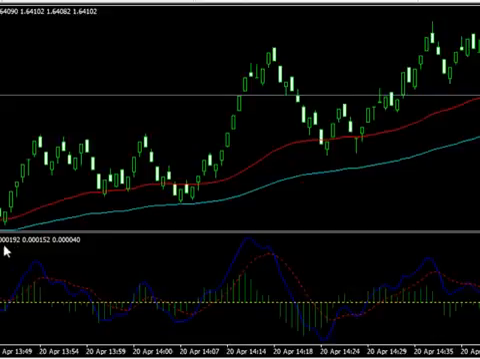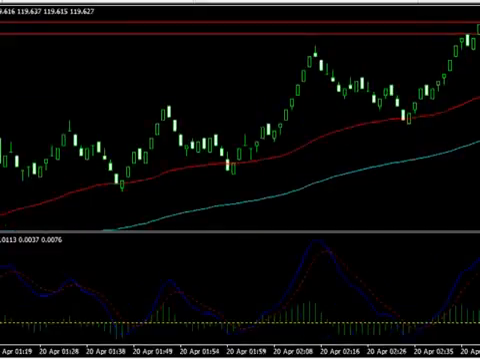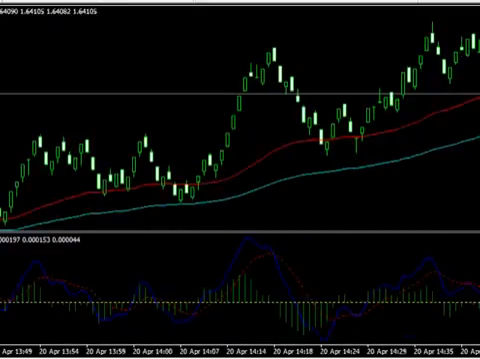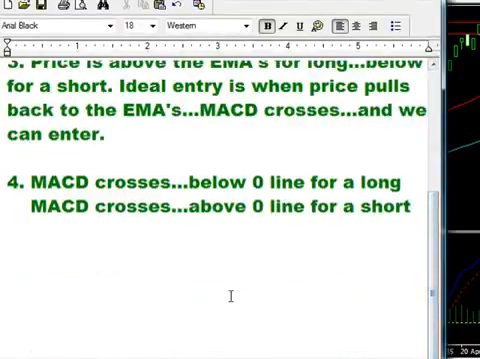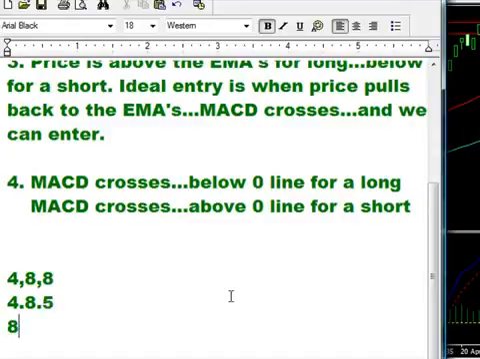Now the MACD settings, they'll be different, and we've kind of messed around with a bunch of settings. We've tried, write these down here, the 4-8-8, 4-8-5, and 8-16-5.